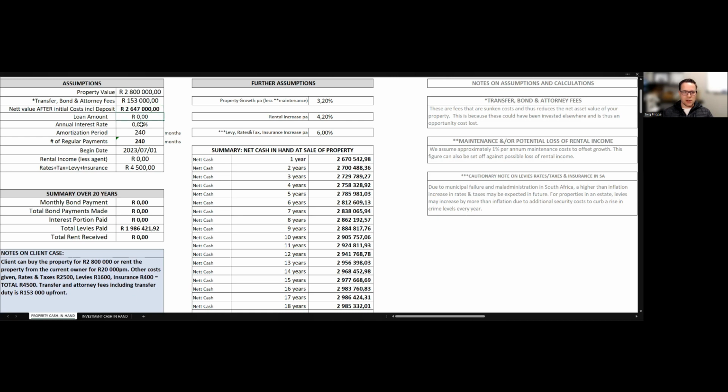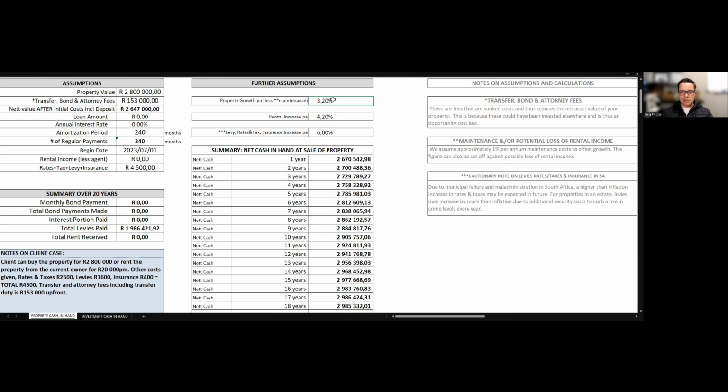There's no loan, no interest rate, no amortization or anything in this case, because this is a cash purchase of this property. The rates, taxes, levy and insurance are 4,500 Rand. And this is given to me by the client in this case. You can see the rates and taxes is 2,500 Rand. The levies is 1,600 Rand. And the insurance is 400 Rand, totaling 4,500 Rand. Let's move on to the further assumptions.